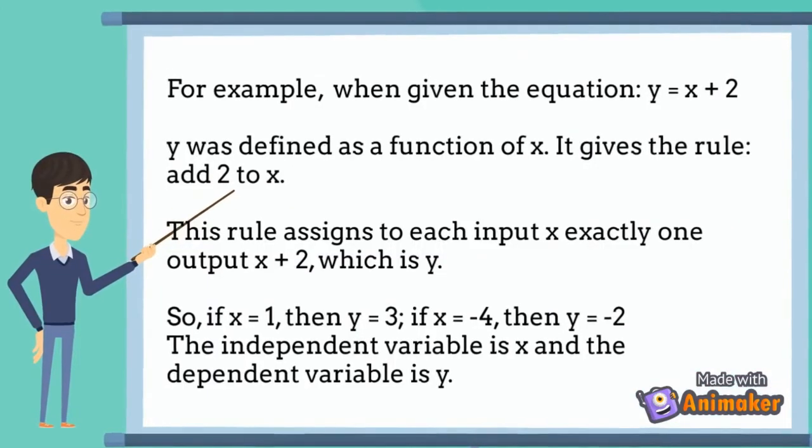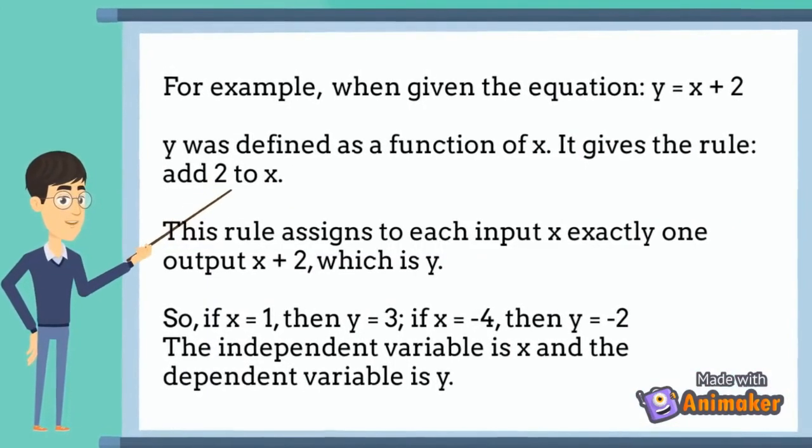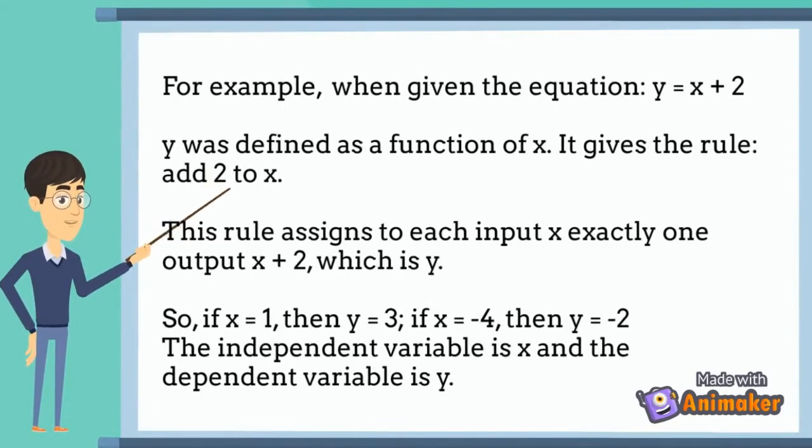For example, when given the equation y equals x plus 2, y is defined as a function of x. It gives the rule: add 2 to x. This rule assigns to each input x exactly one output x plus 2, which is y. So, if x equals 1, then y equals 3, if x equals -4, then y equals -2. The independent variable is x and the dependent variable is y.